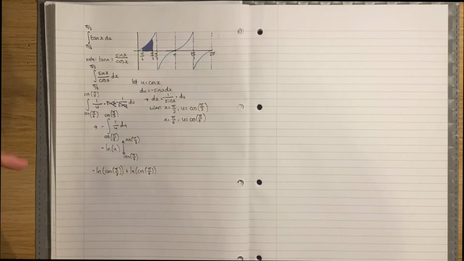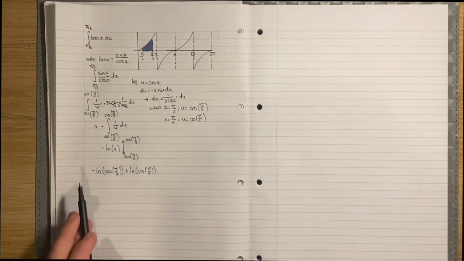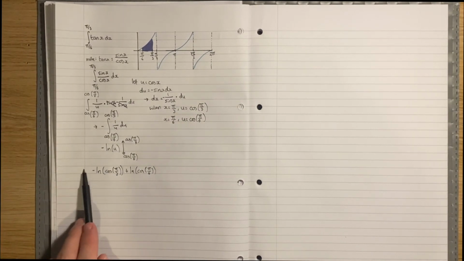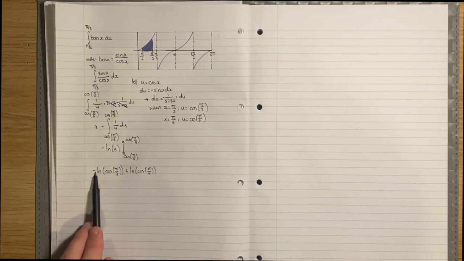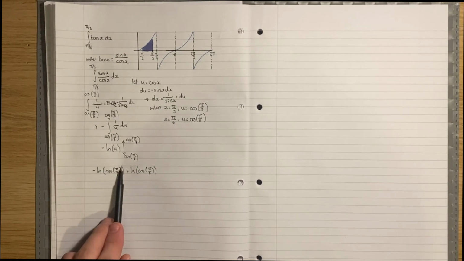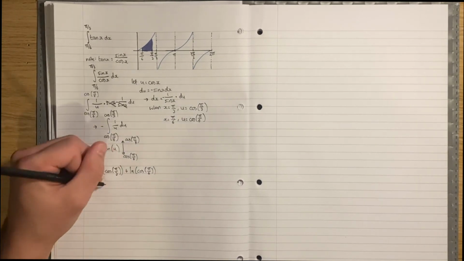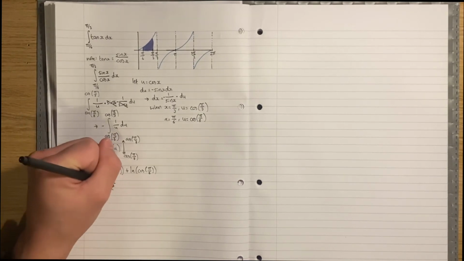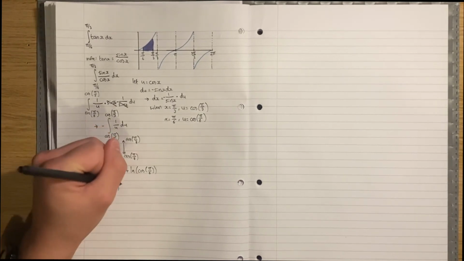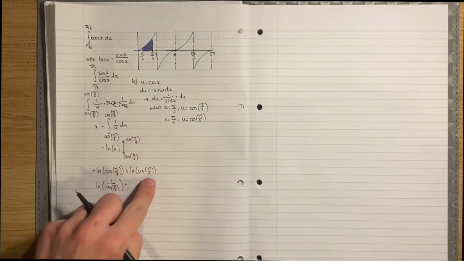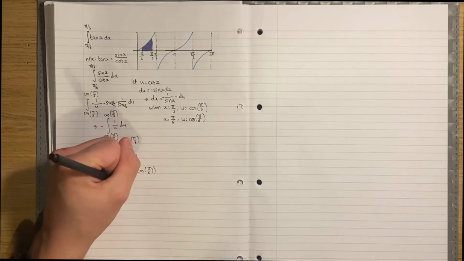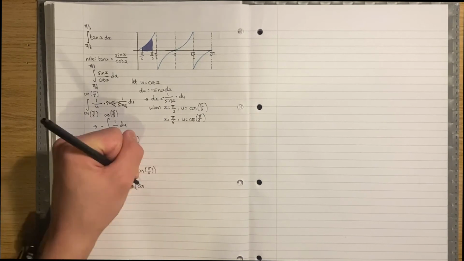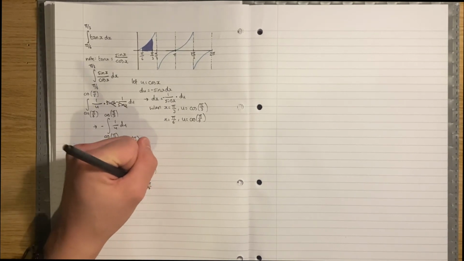Now, this is our answer, but we can simplify it. By our log property, this negative we can see as negative 1, and if we put that there, we can see it as an index. So we can rewrite this term as the natural log of 1 over cosine of pi over 3. And then we add to it just this term, we can't really do anything to that. So adding a natural log of cosine of pi over 6.